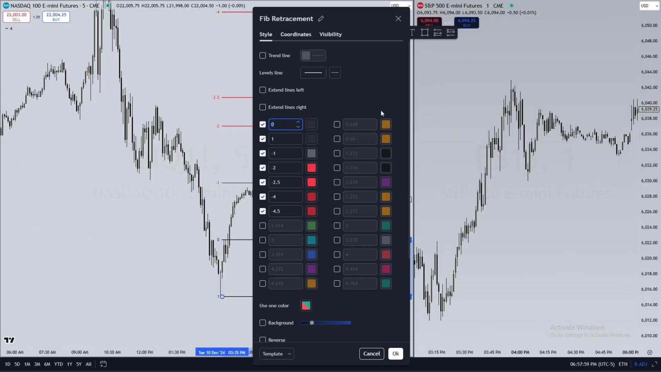So first things first, let's get these settings down and understand how to actually input the settings to get the standard deviations. This indeed is a Fibonacci retracement tool, and these are the inputs: 0, 1, -1, -2, -2.5, -4, and -4.5.